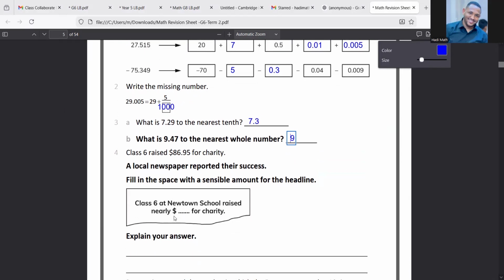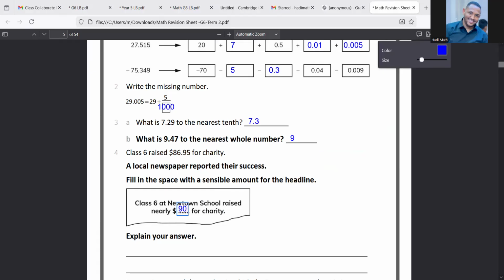Look, the classes raised 86.95 for charity. A local newspaper reported their success, filling the space with a sensible amount in a headline: classes at Newton School raised nearly a dash for charity. Actually, the best thing is what? Round it to the nearest whole or round it to the nearest tens. You could say raised, rounded to the nearest tens, nearly 90. Okay, rounded to the nearest tens, $90.